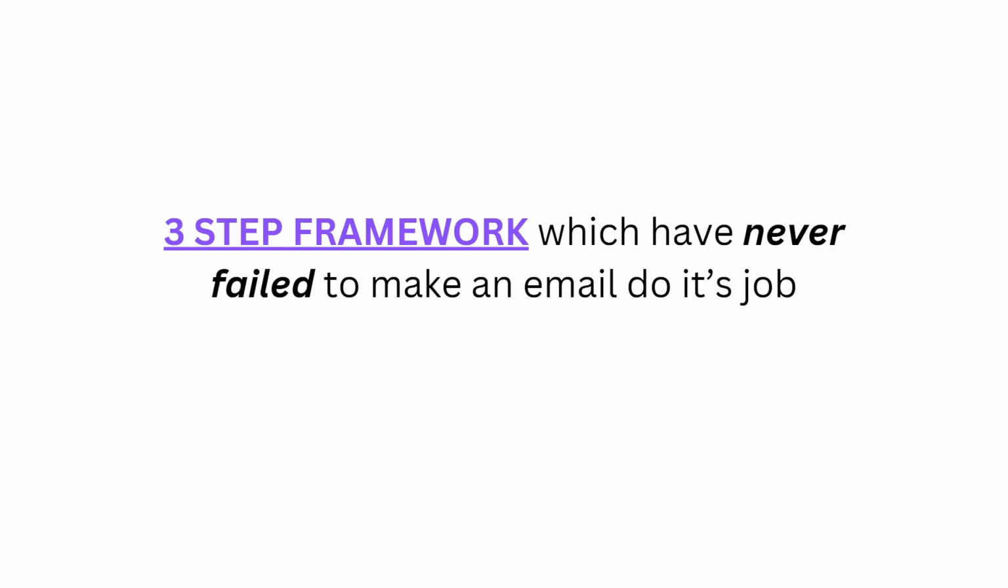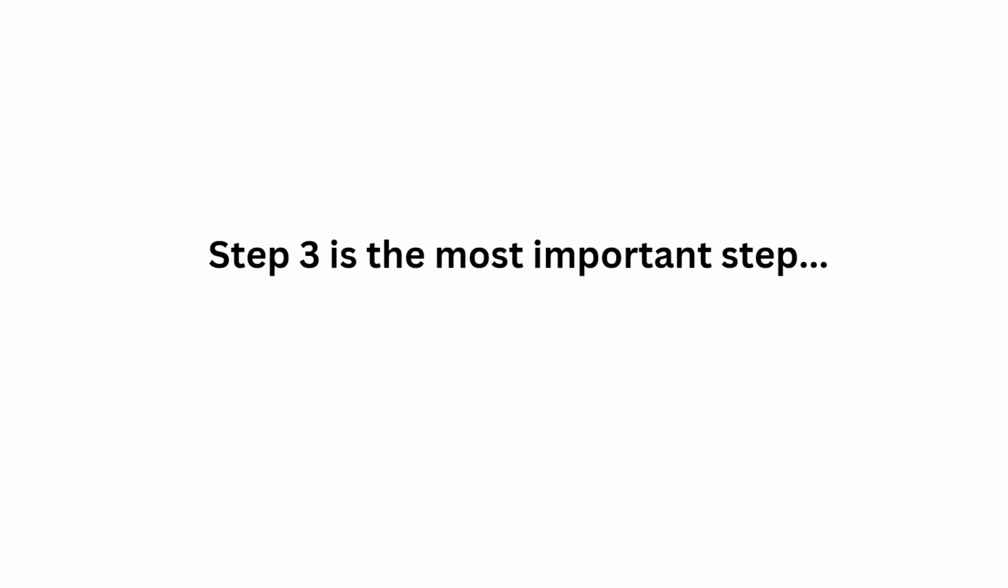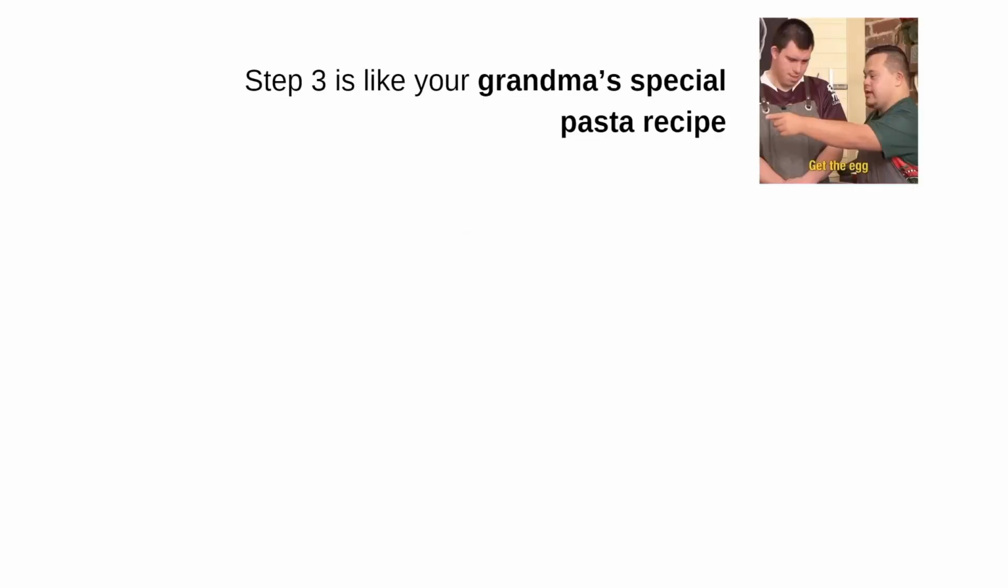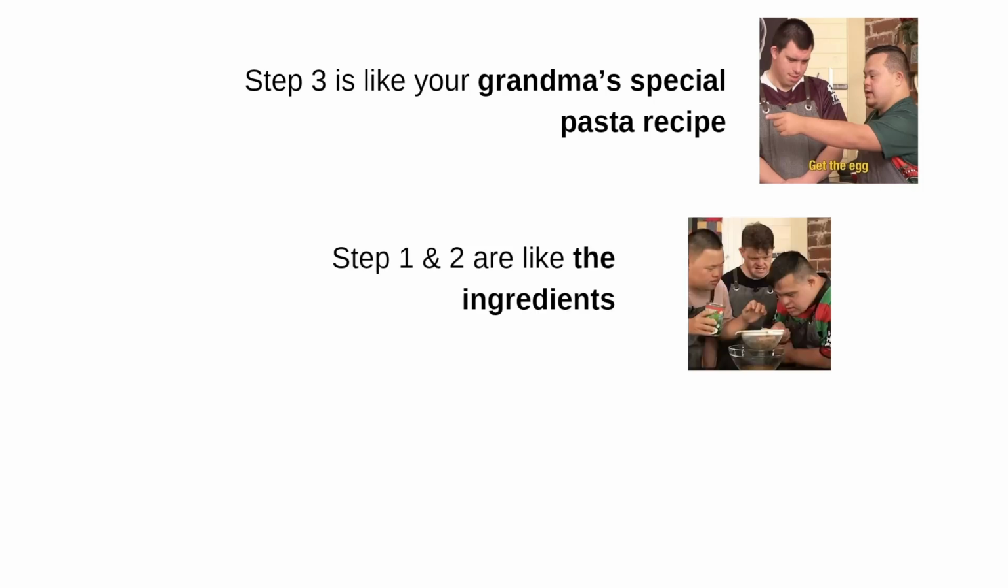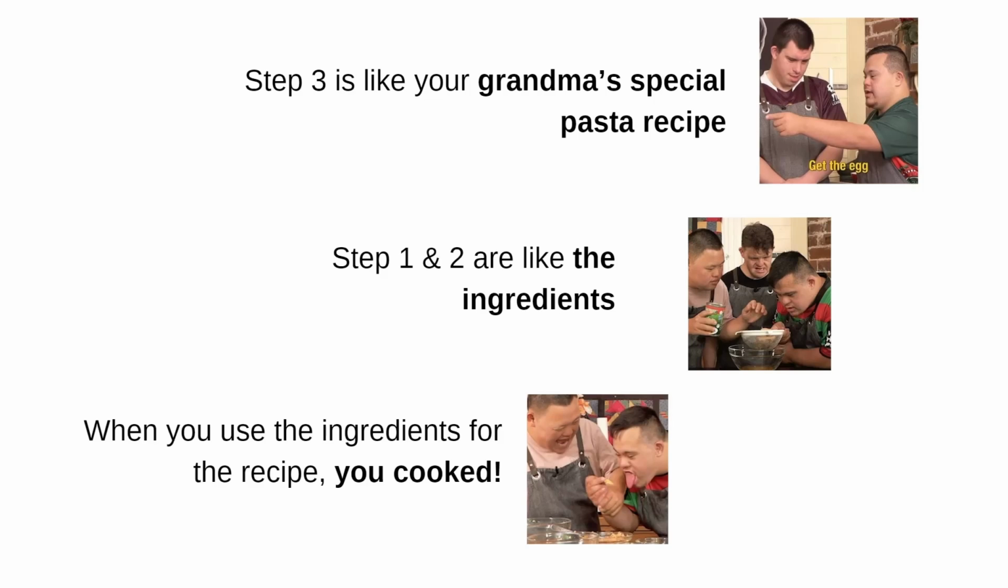Before breaking down those 3 steps, I want to tell you beforehand that step 3 is the most important step. Let's say step 3 is like your grandma's special pasta recipe, which means step 1 and step 2 are like the ingredients. When you use the right ingredients with the special pasta recipe, you would have actually cooked, which means you have to use step 1 and step 2 on step 3. You might have actually got my point, but I'll show you how to actually use them in a minute.